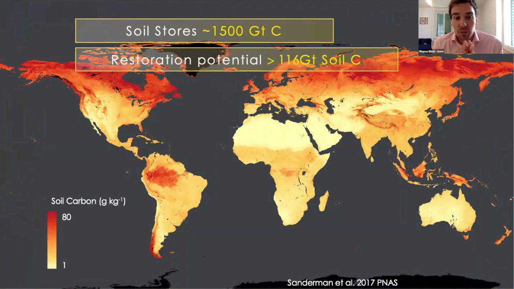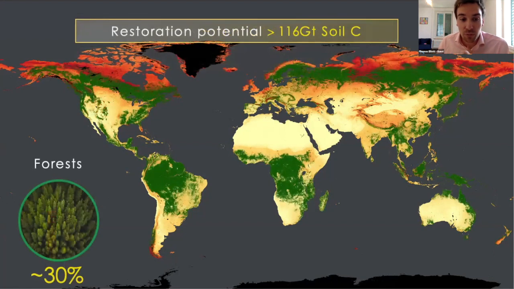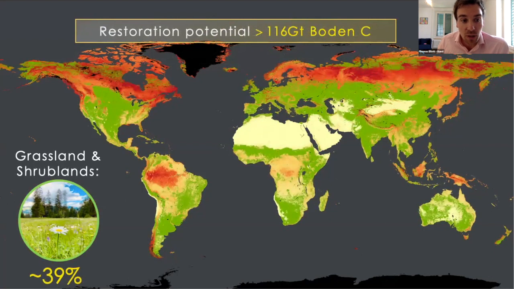And the great thing about the soil carbon is that it's not limited to one particular ecosystem. It's not limited to forests. Of course, forests play a really important role, and we can store approximately 30% of that potential in the soil beneath the world's forests. But we also can store that soil carbon in grasslands and shrublands. So although grasslands and shrublands have a relatively shallow amount of soil carbon, they're spread over a huge extent of the planet, and so can store 39% of that 116 gigatons of carbon. So it's a really important ecosystem.